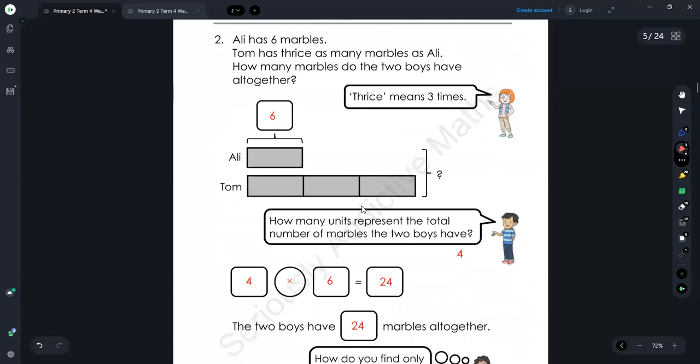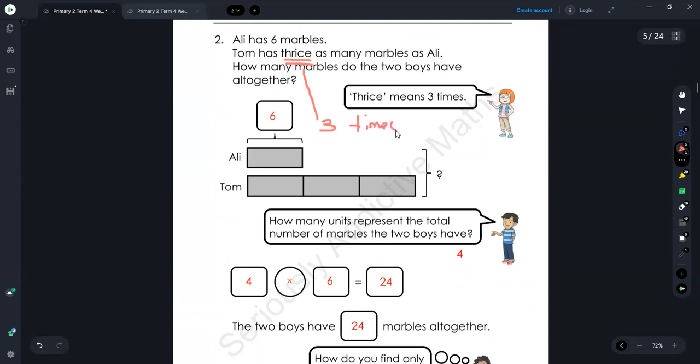Same thing, model for them. Ali has 6 marbles. Tom has thrice. I think some of them may not understand what is thrice, right? So you might want to write it out here. Thrice is 3 times as many. Same meaning as 3 times as many.